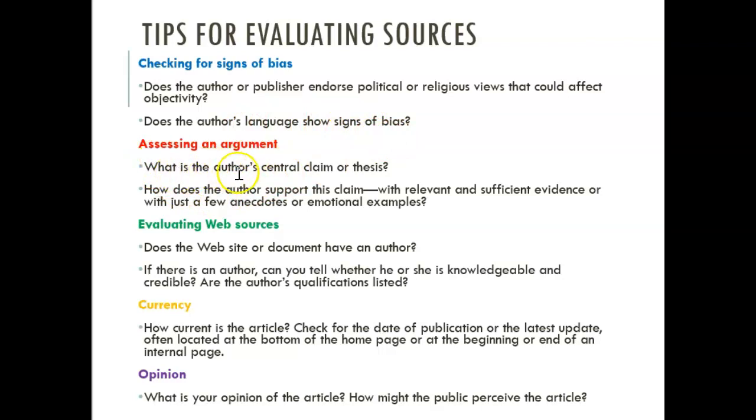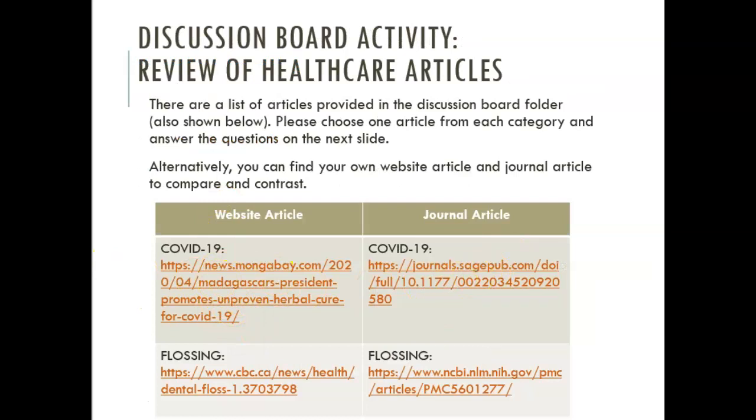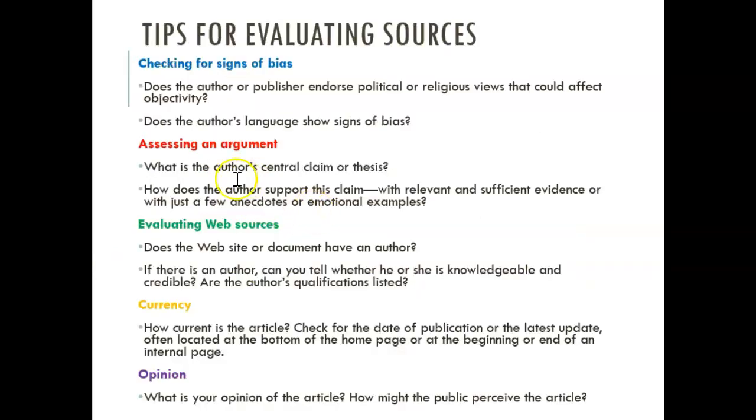Assessing an argument. What was the author's claim? What was the author trying to prove in the website article and in the journal article? What is it that they were trying to prove? And then how did they prove it? Did they prove it by just having one person's quote? Or did they have data? Did they have tables? Did they have graphs? Did they have numbers? What did they have to prove their point?